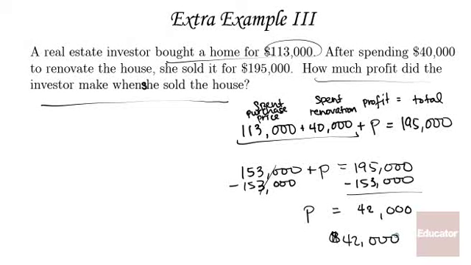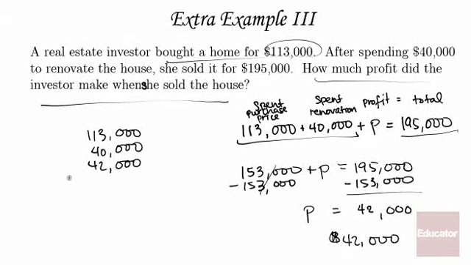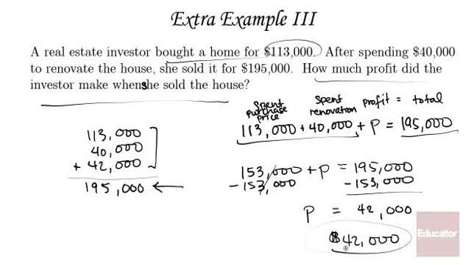Let's add up all the amounts, her profit, plus how much she paid for the house, plus the renovation, and see if it totals $195,000. And yes, it does. So all these parts added up to the total price. So remember to include your unit, and her profit was $42,000.